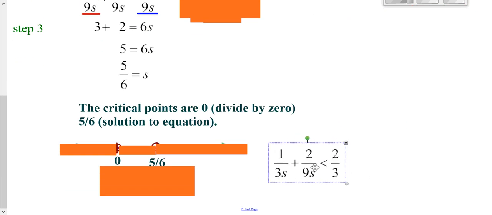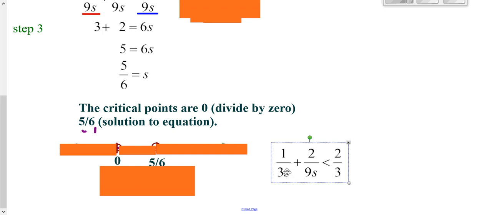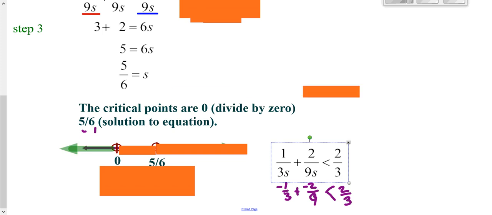Now, 0 and 5/6 divide our number line into regions that work and regions that don't. So what you can do is go ahead and try numbers from each region to see what works. So over here on the left, I'm going to try -1. If I plug -1 in for S, I get -1/3. If I plug -1 in for S, I get -2/9. And a negative plus a negative I know is a negative, which would definitely be less than a positive, which is over here. So I tried a number over here and it worked. So that's where I'm going to shade.